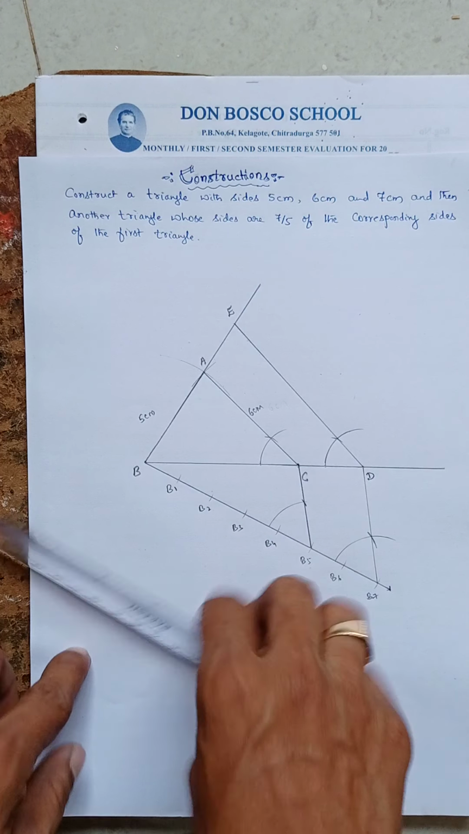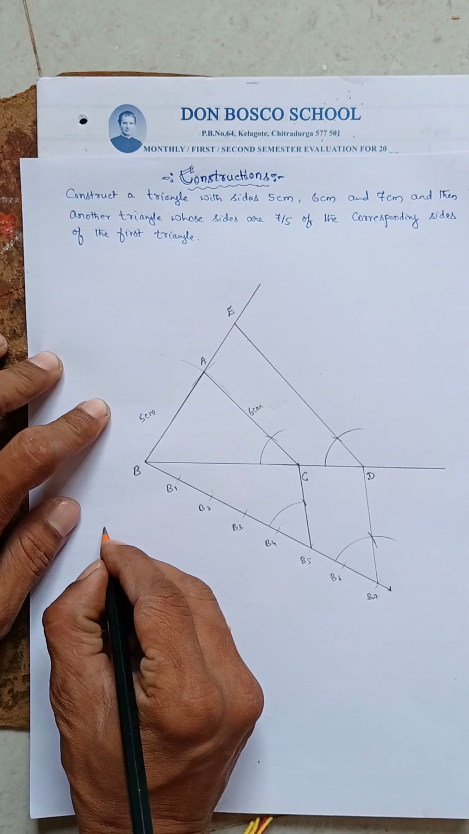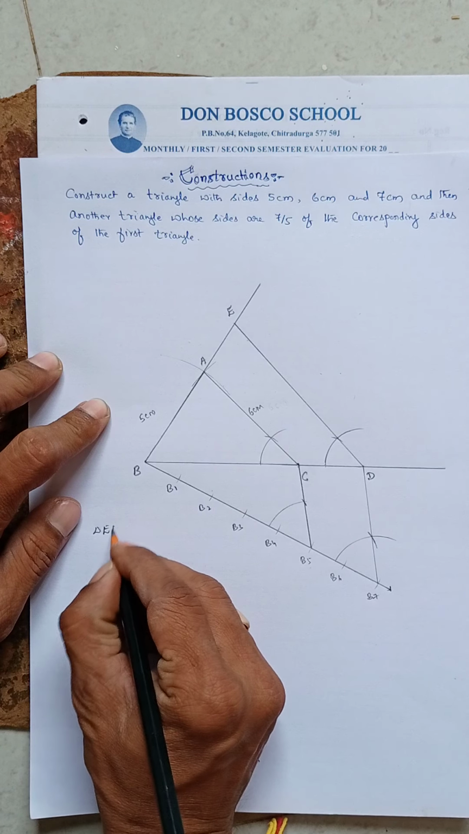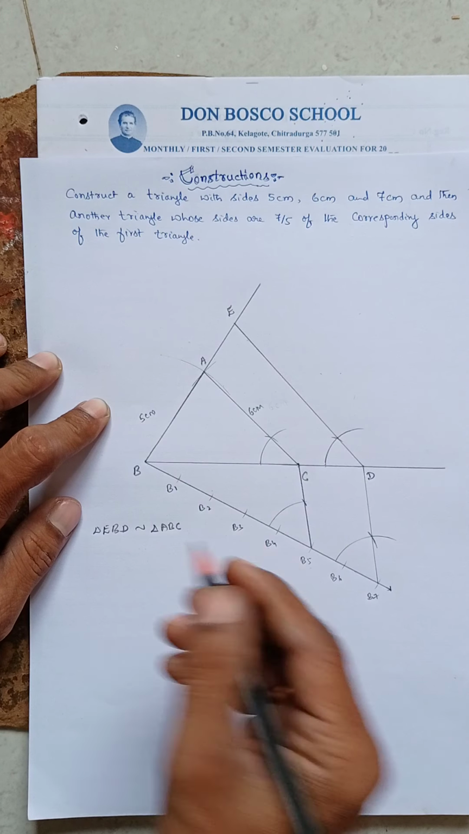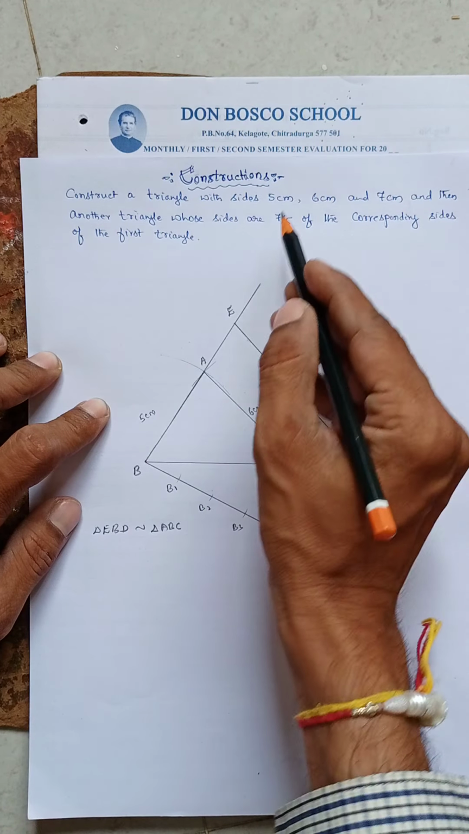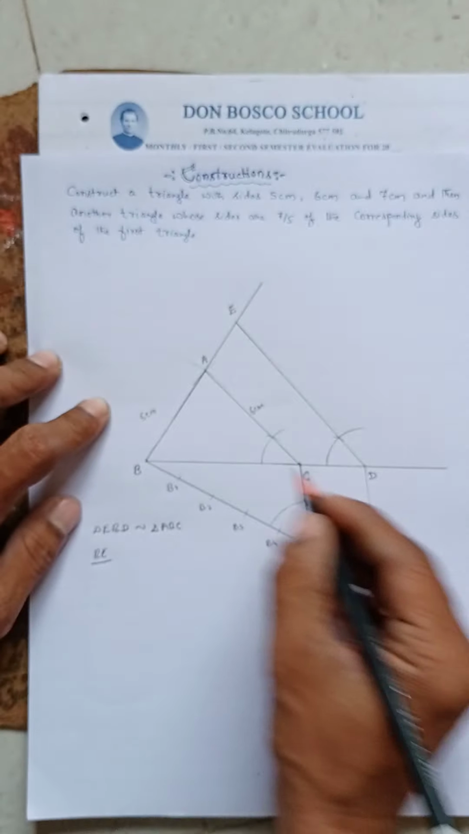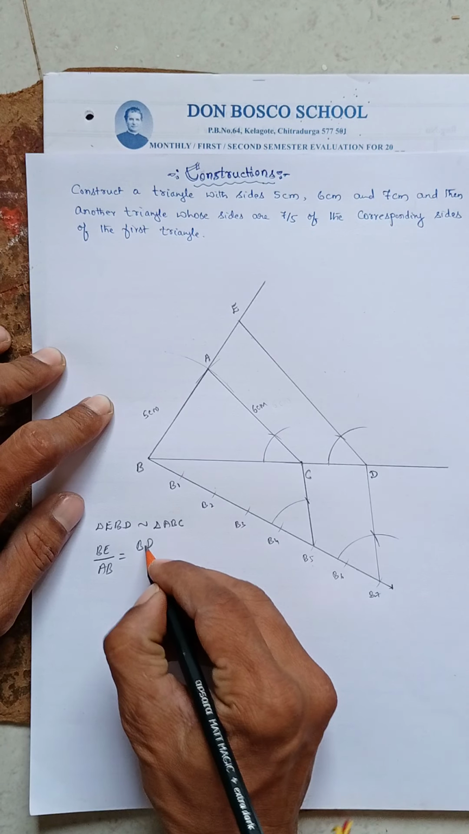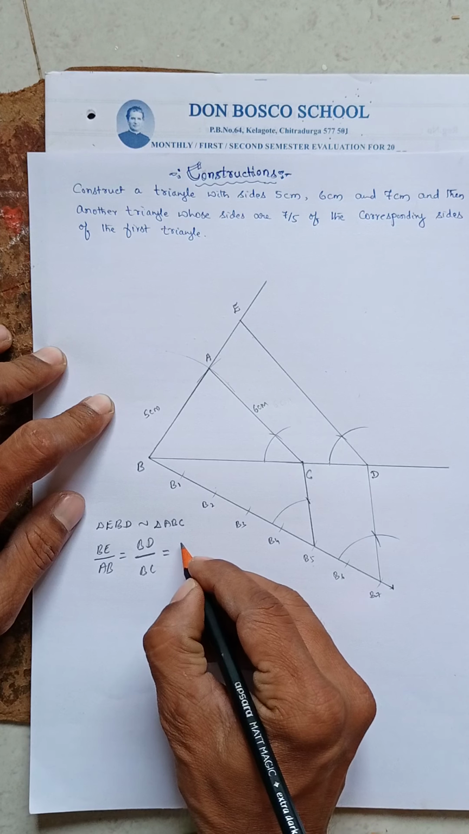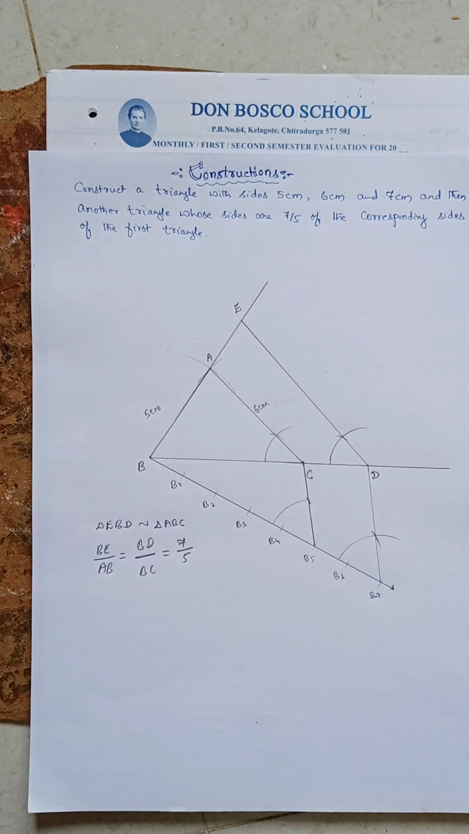That means we can say that triangle EBD is similar to triangle ABC. ABC is the given triangle. So the sides ratios you have to write, the numerator is the greater part. BE by AB is equal to BD by BC is equal to 7/5. So this is how we construct a triangle similar to the given triangle.